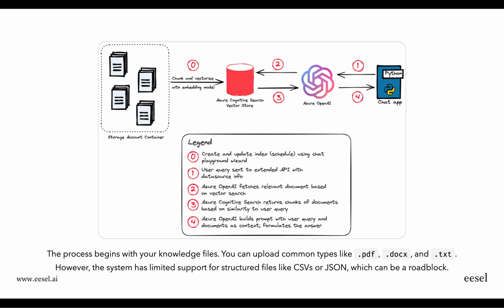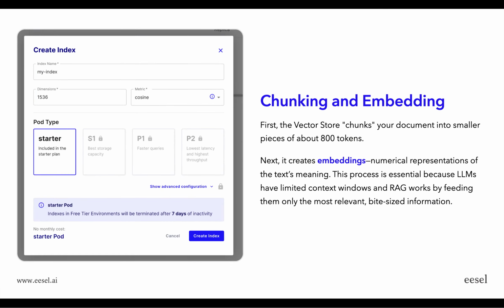But here's something important to keep in mind. The system isn't really built for structured data, which can be a problem if your knowledge is in CSVs or JSON files. To make sense of these documents, the system first chunks them into small, manageable pieces. Then it creates what are called embeddings, basically turning that text into numbers so a model can understand its context.